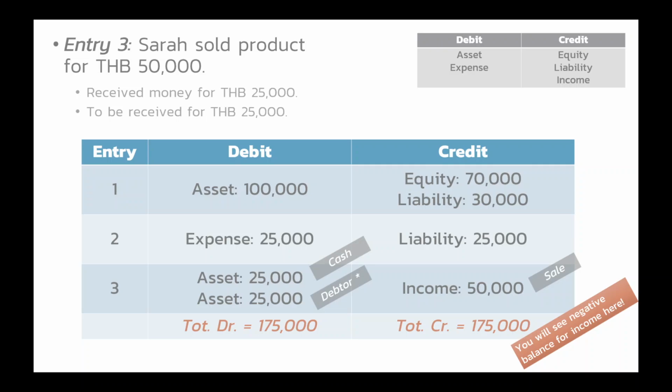I'm not sure, I might get confused between debtor and creditor. It's just terminology. But essentially, you don't get money yet, but you get money in the future. And again, everything has to match up in terms of the debit side and the credit side.